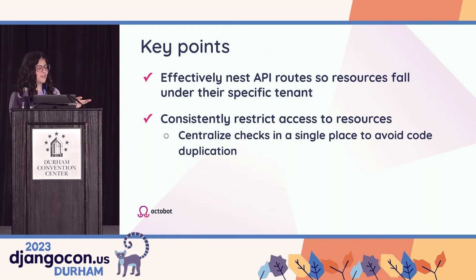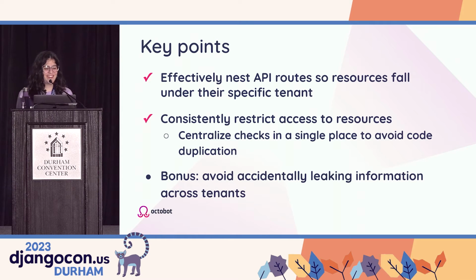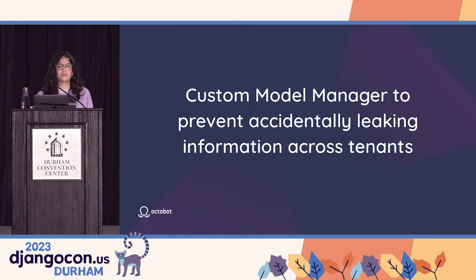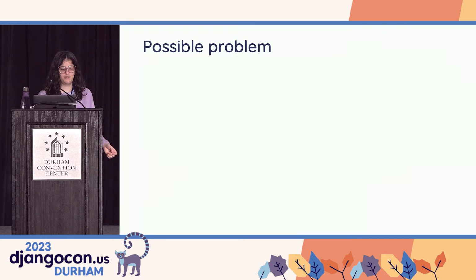Okay, so that was the second point, and you might think, oh, well, this was a short talk. Not quite. I have a bonus that I didn't add first. It's not strictly necessary, but we noticed that we were making some mistakes which led to accidentally leaking information across tenants, so returning information that was not for the specified tenant.